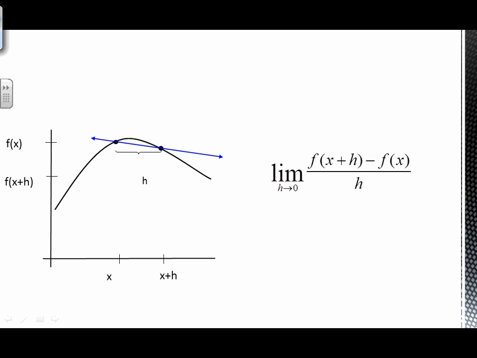So as h approaches 0, what's happening? The slope of the secant line is changing, and it's becoming our tangent line. Whoa! As h approaches 0, that secant line is becoming our tangent line. And our tangent line is giving us our slope at that point.